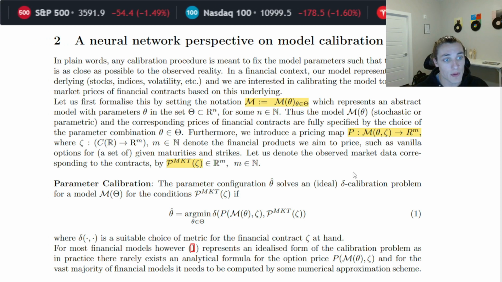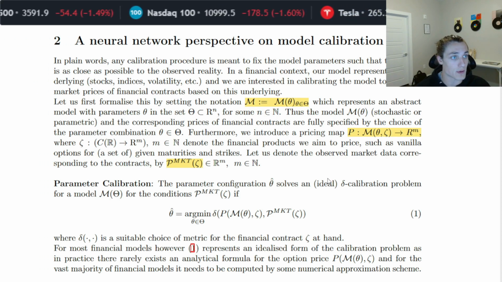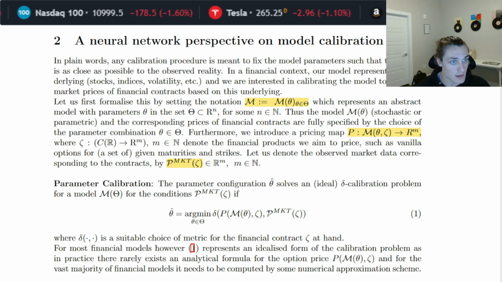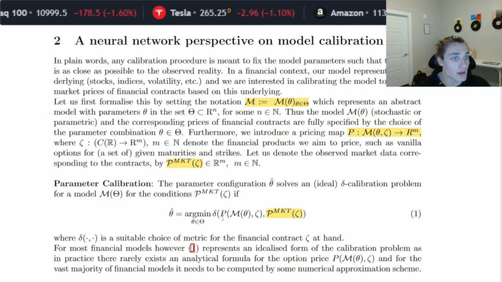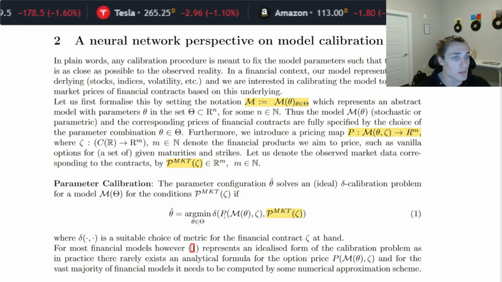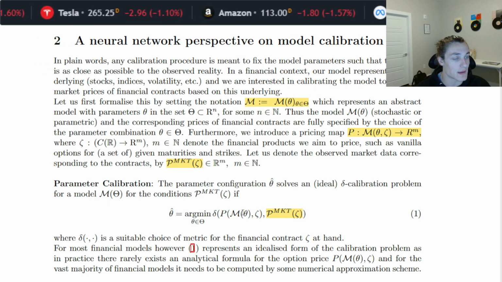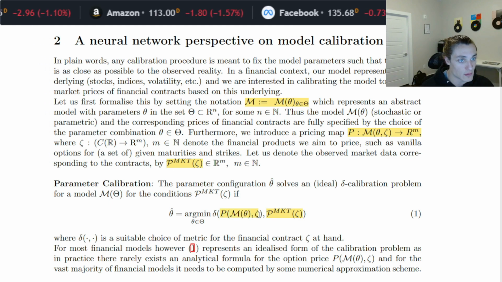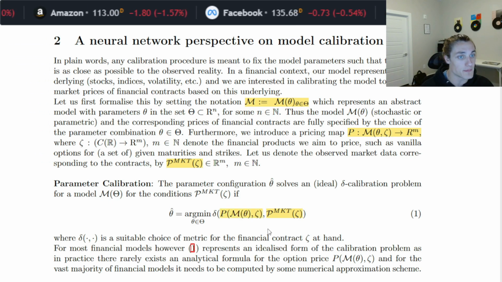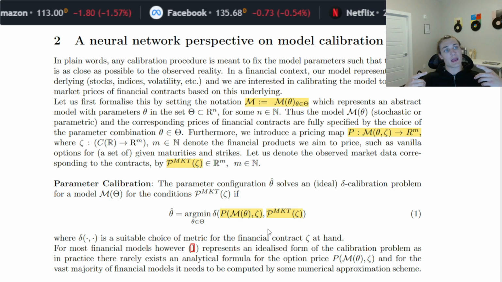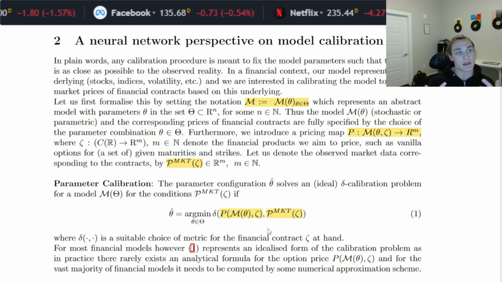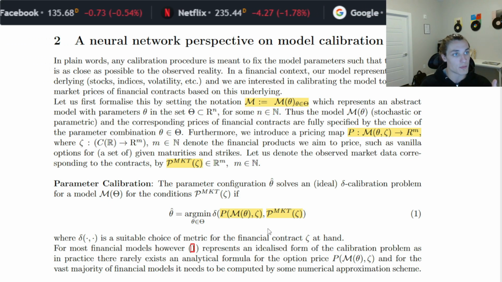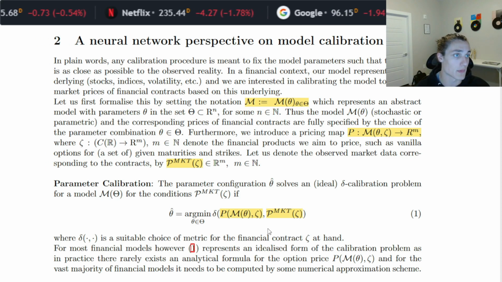Well, it turns out what we can do is look at the market prices for these zeta instruments, and that is given by P market of zeta. And we can look at our pricing map developed for whatever model it is that we specify. So M of theta is whatever model we choose. And then we have this pricing map with respect to the instruments zeta. We can come up with a distance between the market prices and the prices given by our pricing map with respect to the model framework that we choose.